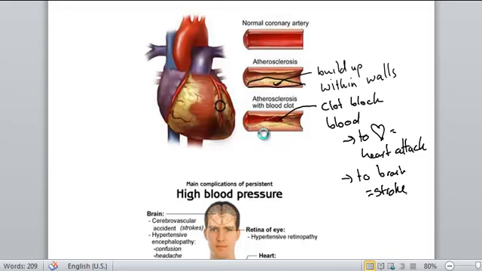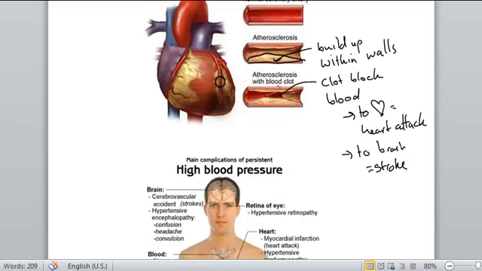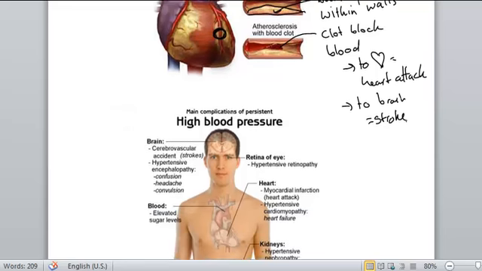Sometimes these blockages or clots actually break off or move, and then they get caught when they move from an artery into an arteriole and cause a blockage there. So what they're showing right here is a heart that has a blockage, so that it's not getting blood to the muscle of the heart.